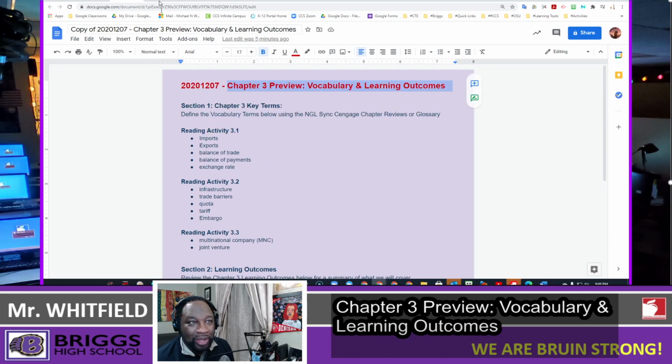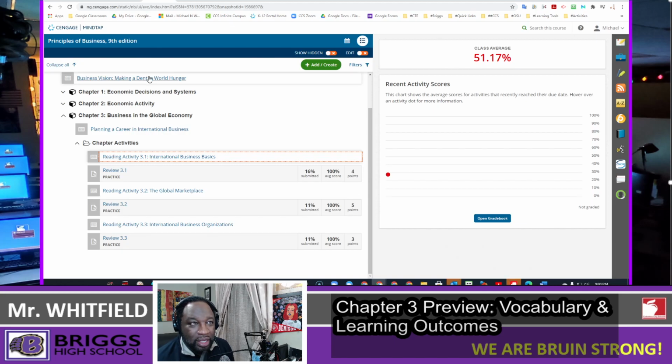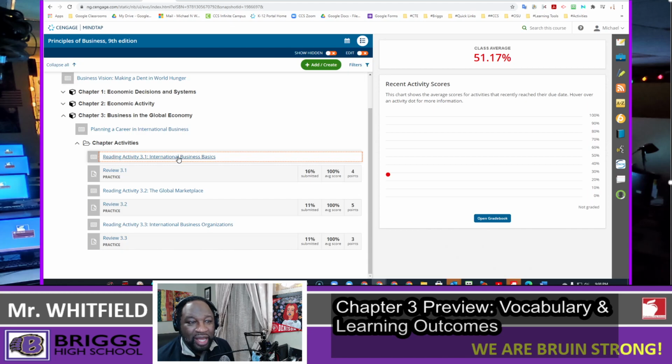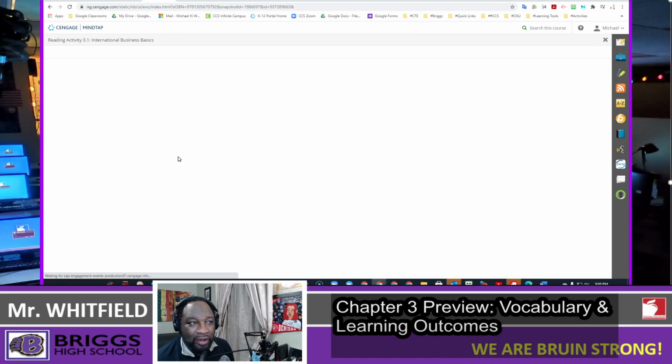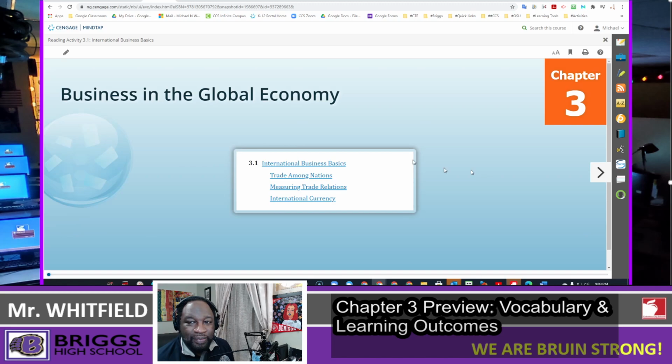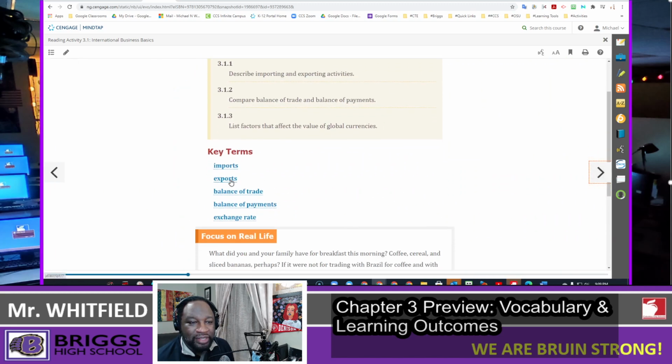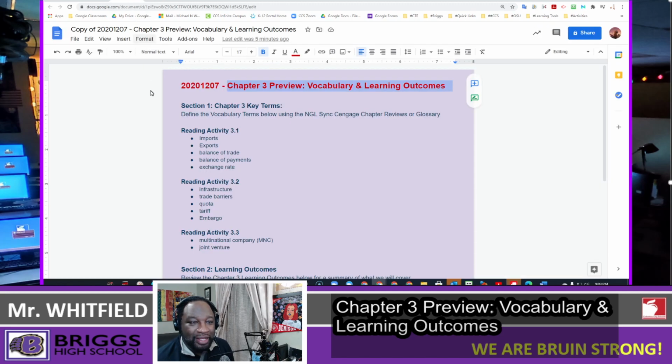So going into the book, this lines up perfectly with what it has from the reading activity perspective. For the words for reading activity 3.1, go to reading activity 3.1. When you click on that, all the vocabulary words are typically listed on the second page. So we have imports, exports, balance of trade, balance of payments, and exchange rate. Same words we have here, these 5 words right here.